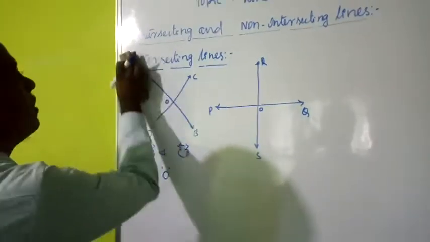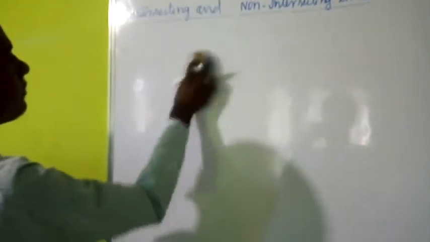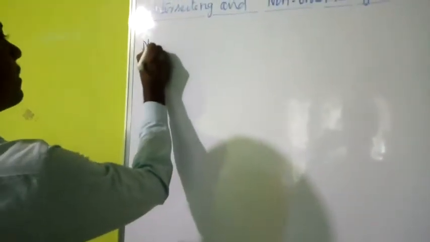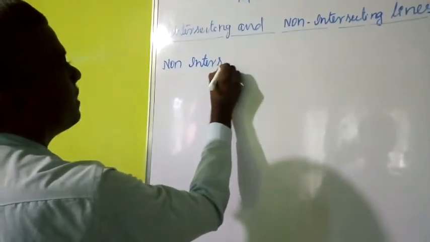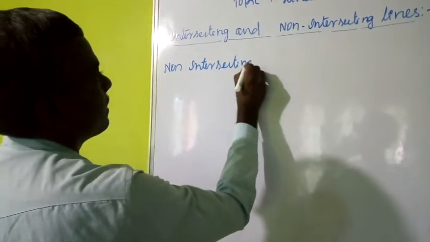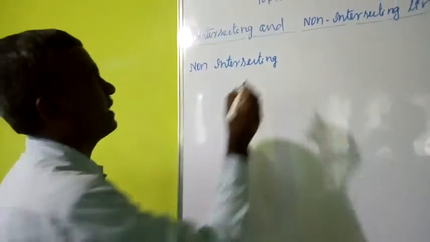Next one is non-intersecting lines. What is meant by non-intersecting lines? Non-intersecting means that the lines cannot meet at a common point.